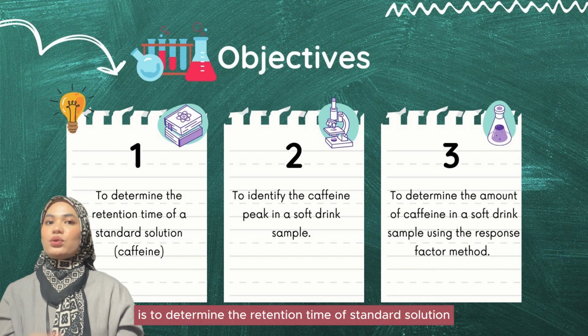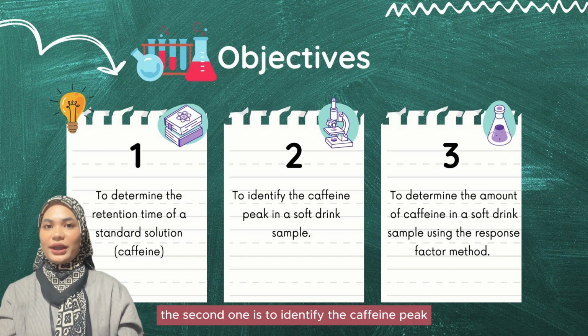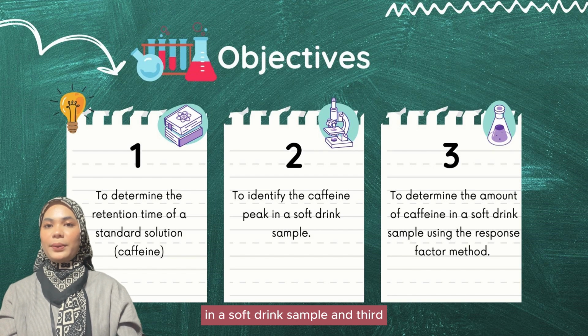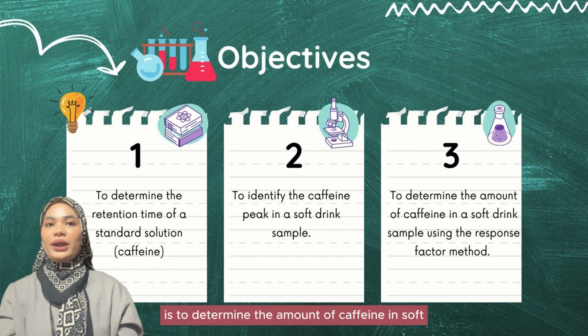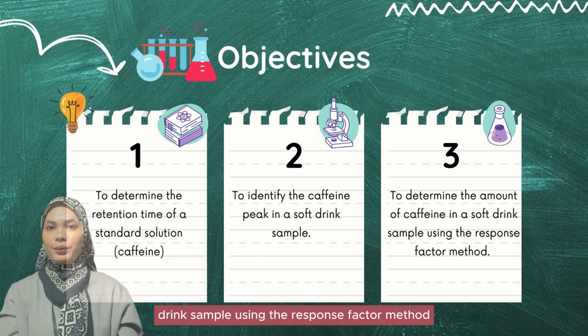So now let me state the objectives of this experiment. There are three objectives. First is to determine the retention time of the standard solution, which is caffeine. The second is to identify the caffeine peak in a soft drink sample, and third is to determine the amount of caffeine in the soft drink sample using the response factor method.